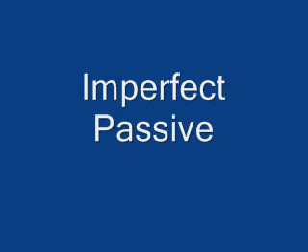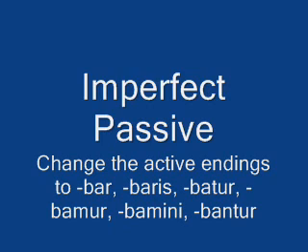The same exact thing happens in the imperfect as well, as you would expect, since they're both part of the same system. That is to say, you change the active endings to the passive endings, r, ris, tur, mur, mini, ntur. And there's the imperfect in the middle of the page. Parabar, parabaris, parabatur, parabamur, parabamini, and parabantur. Once again, very easy. Just change the active endings to the passive endings.